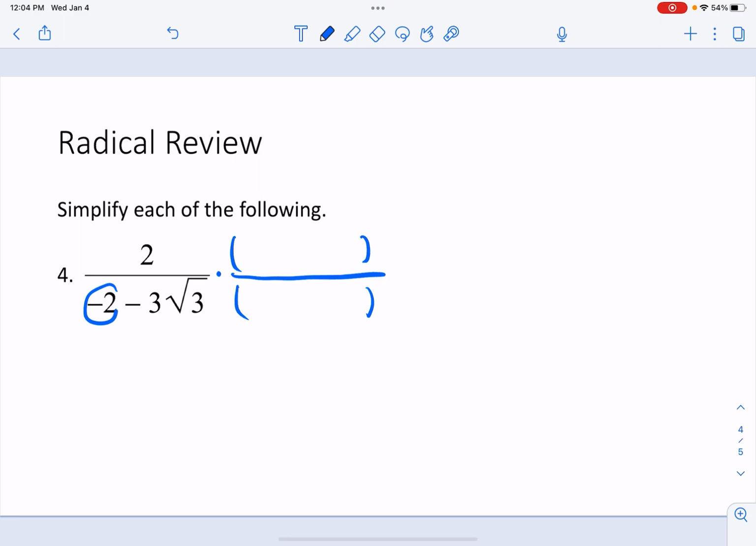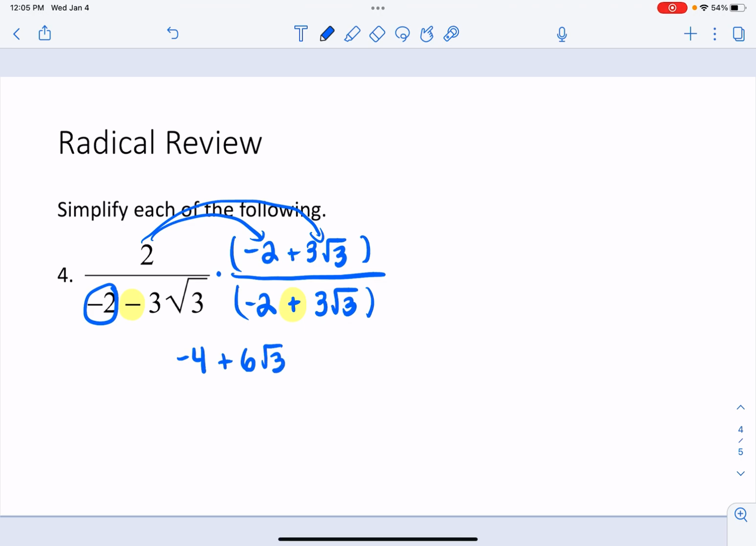So I keep the -2. I keep the -2. Opposite sign in the middle. Opposite sign in the middle. And then the exact same number. So I distribute. 2 gets multiplied to the 3 that's outside of the radical. Now multiplying -2 minus 3√3 times by -2 plus 3√3.